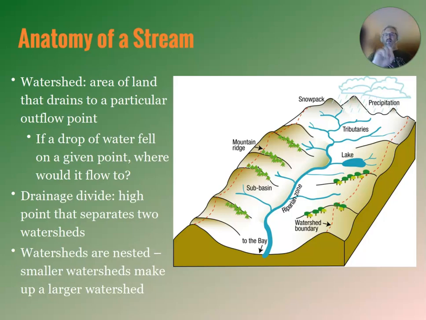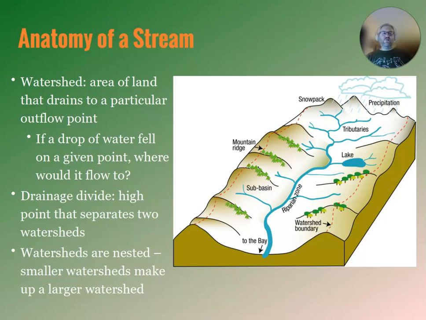So that line, that's the dividing line. Water on one side of it flows to one stream, other side flows to another stream. So that is a drainage divide. Drainage divide is the high point that separates two watersheds.